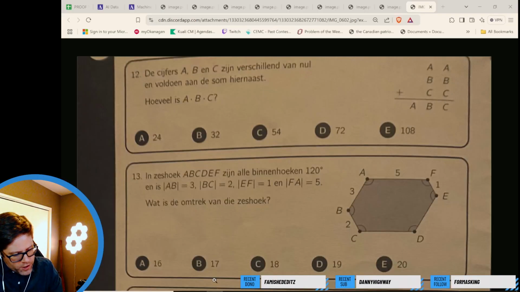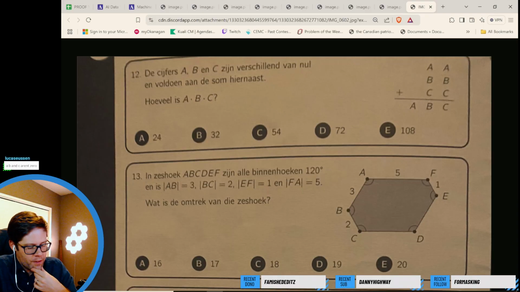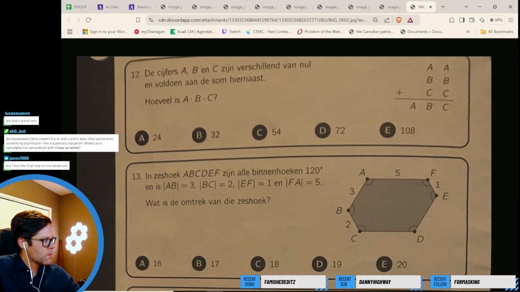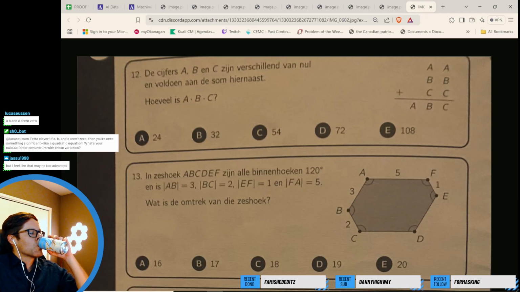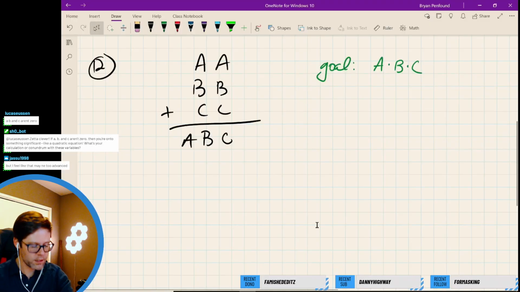Do we have any other information that we can get here, Lucas? It just says something like AB, BC, CA. Right, it looks like they add to some number. Are there any stipulations on A, B, and C? Like they have to be a digit, or they have to be 0 through 9? Zeta, clever. If A, B, and C aren't 0, then you're onto something significant. Yeah, okay, so A, B, C not 0 would definitely make sense because we know this product is going to be not 0. Okay, so A, B, and C are not 0.